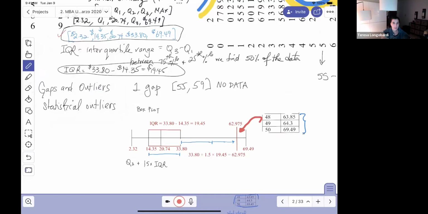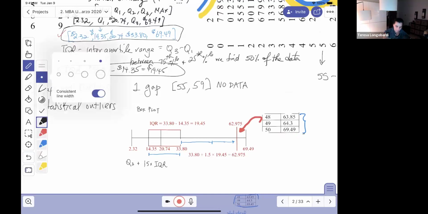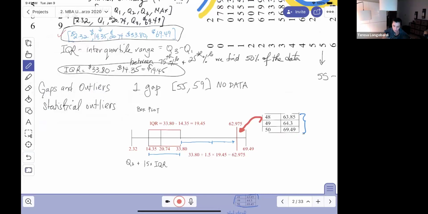All right, and those are known as statistical outliers. So you can mention them by number: 6385, 6430, and 6949. All I've done so far is extract all the data, and in the end, we're going to answer the questions. So you should be able to draw that and make that interpretation.